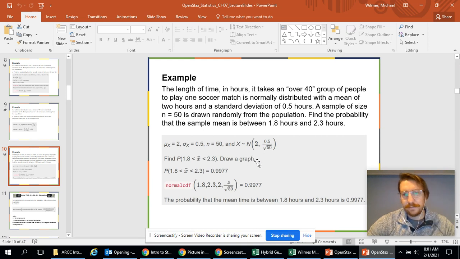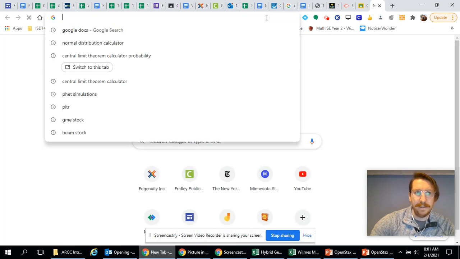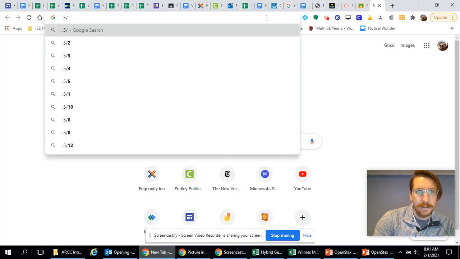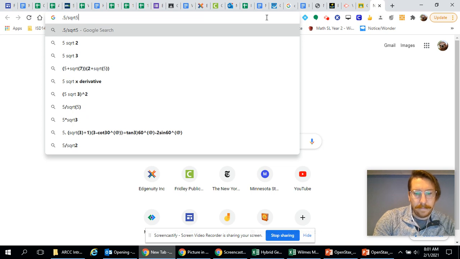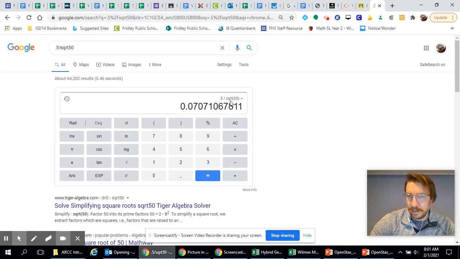All right. So from there, we go ahead and put that into our calculator. So let me go through that. So 0.5 divided by the square root of 50. I'll type that in here. SQRT, square root of 50. And 0.5 divided by that square root of 50, so 0.0707.